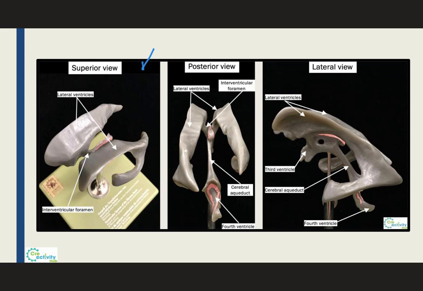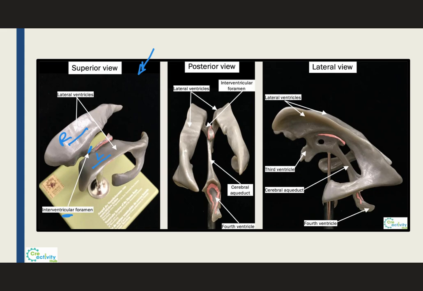On the left image over here, we can see the lateral ventricles. This would be your right lateral ventricle. This would be your left lateral ventricle. In the middle, we have a new space that's called the interventricular foramen, which makes sense as foramen is a space or a hole, and interventricular means between ventricles.